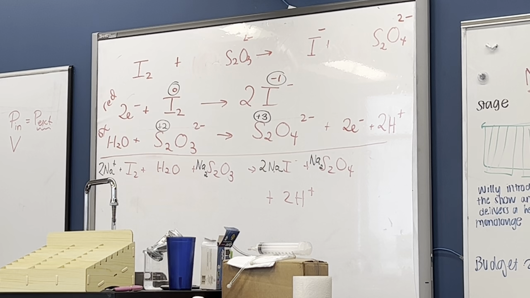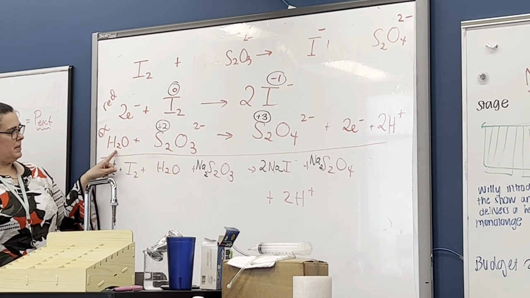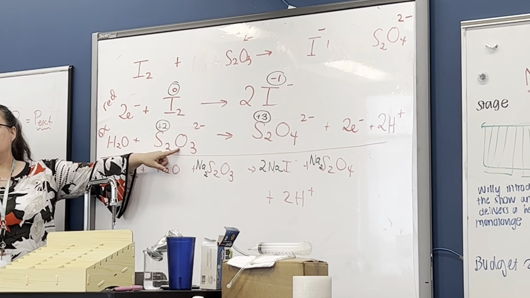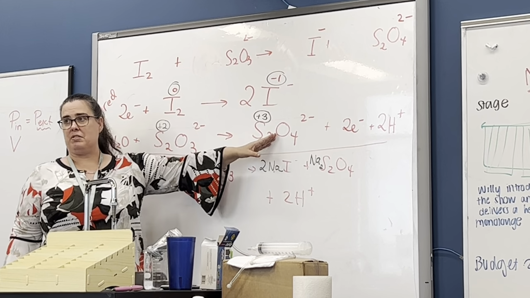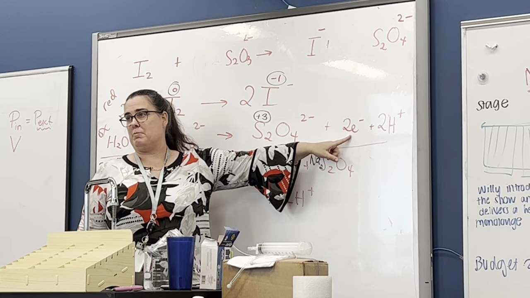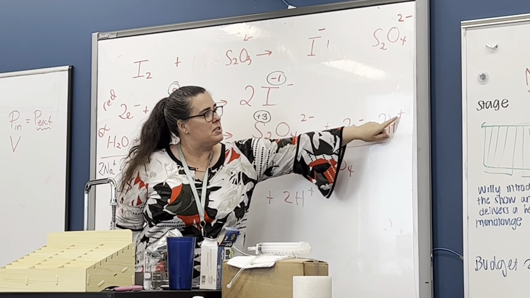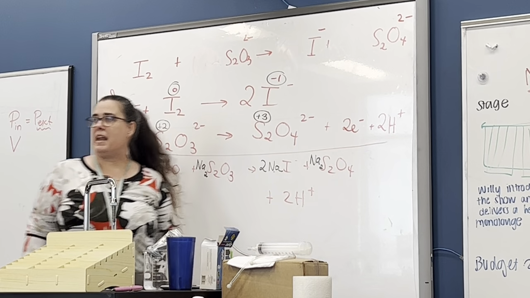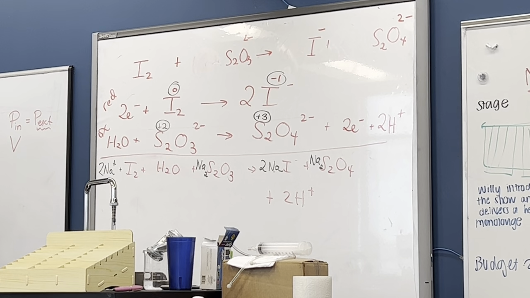Can you show me how the charges are balanced? So this is neutral, this is -2. This is -2. This is -2 more is -4. But this is +2. So that's a net -2. So both sides have an overall charge of -2.